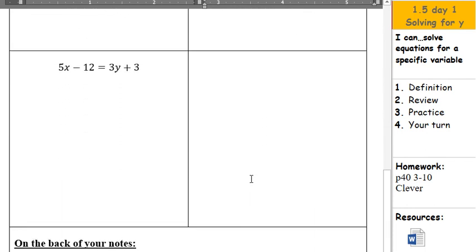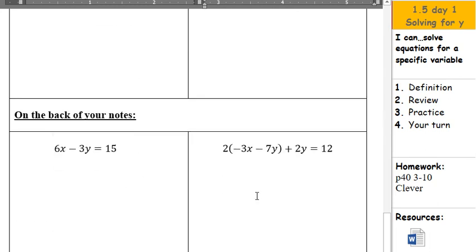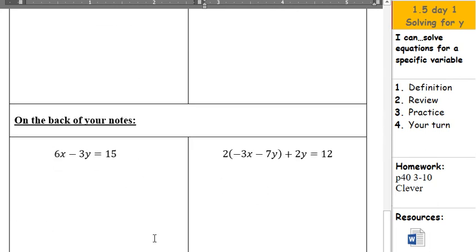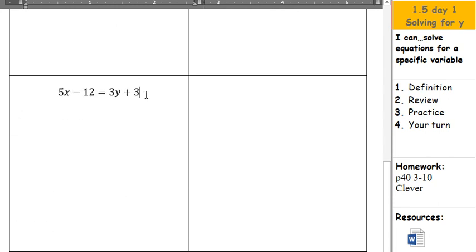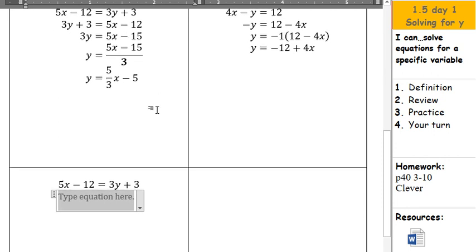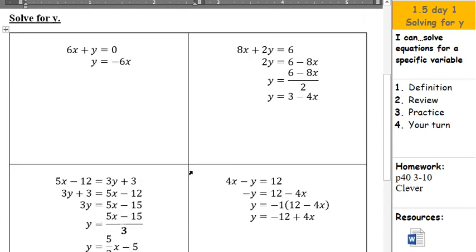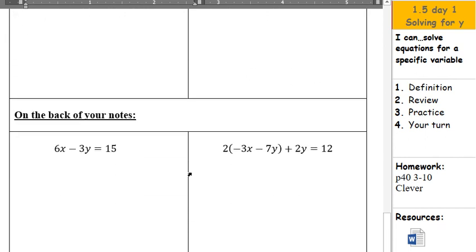The last example I'm going to do with you, and then you are going to do these on your own. So here I have 5x minus 12 equals 3y plus 3. So I'm going to go ahead and get my y's by itself. So this time, well, this is the same one we just did. I'm not going to make us do that one again. Sorry, I only have 4 examples for us, which is good. That's all we really need.